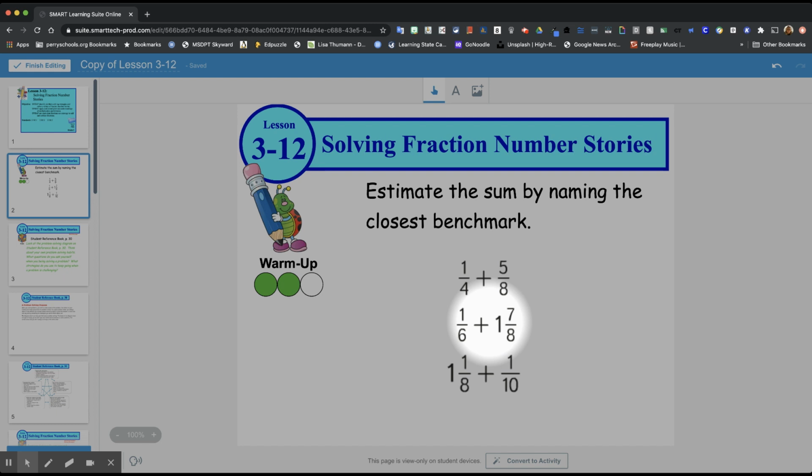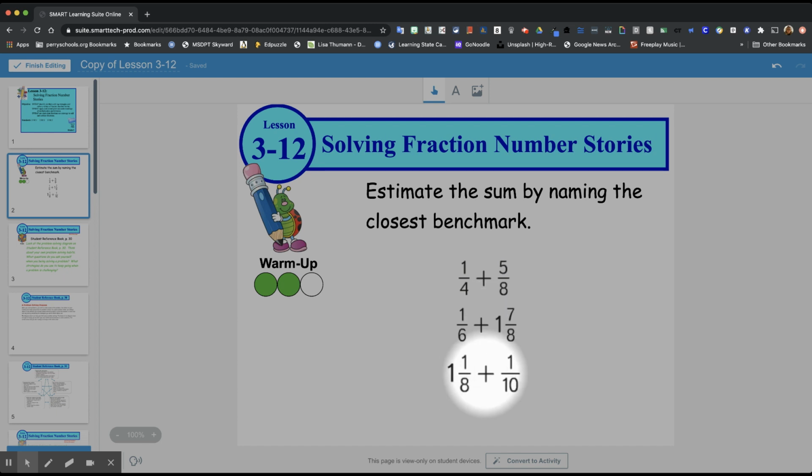1/6 plus 1 and 7/8. Look at that. We've got something that's close to 0, so it's a little bit over. And then we've got something that's really close to 2. So if we add those two together, we should get an estimate of 2.